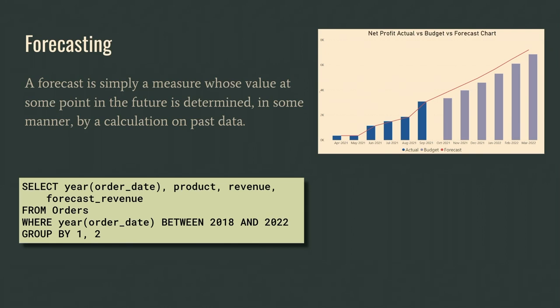So it's reasonable to say what was the actual sales in 2020. It's also reasonable to say what's the forecast sales in 2025. And so, of course, the calculation for the forecast is going to be different than the calculation for actual, but they're still measures, and they should still behave in the same way. So my SQL user should be able to type in this query and just use revenue and forecast revenue in the query and just get the right answer.